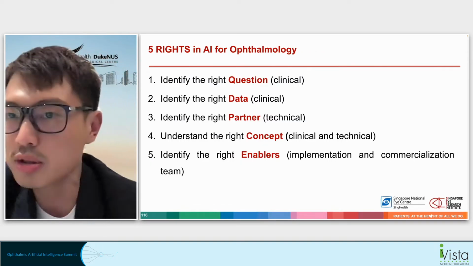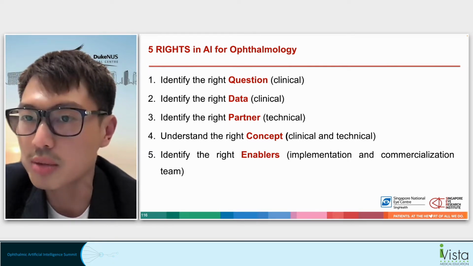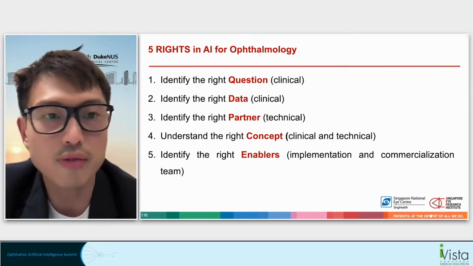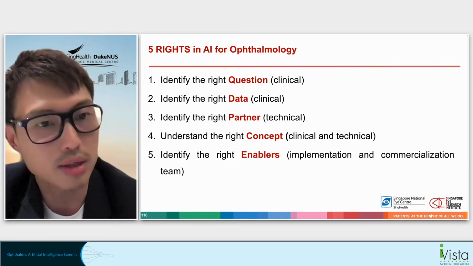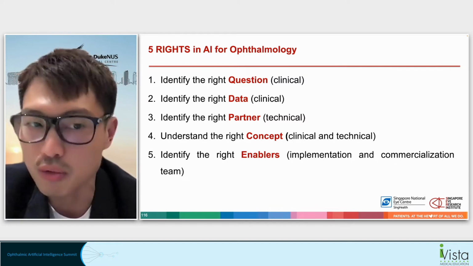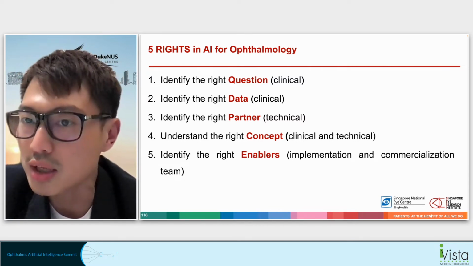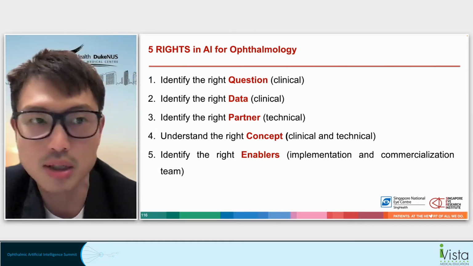Coming to my talk, the 5 rights. I'm trying to summarize the principle into 5 different categories. First, you need to ask the right questions. And in order to build a good AI algorithm, you need to use the right data, the right partner with the right concept. And then, of course, you need the right enablers to implement this in the clinical settings.